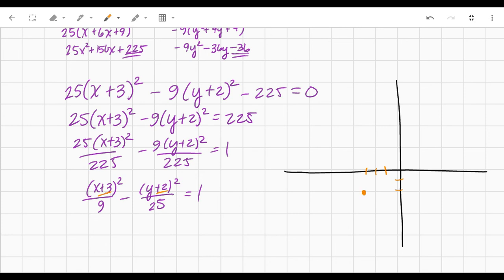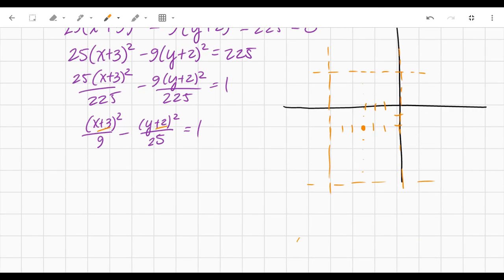Okay, in the x direction, I'm going to move 3 to the right, 3 to the left. In the y direction, I'm going to move 5 up, 5 down. There we go. I'm going to connect my corners to get my asymptotes. Okay, and then I'm ready to graph my hyperbola.